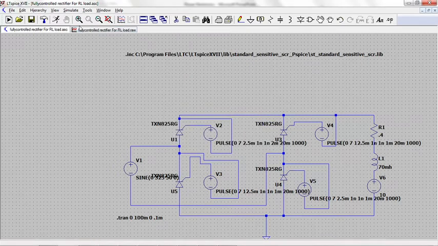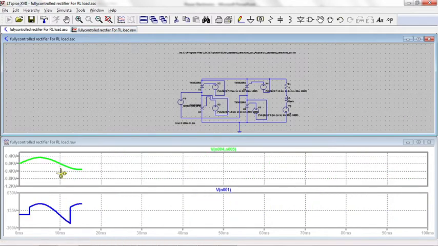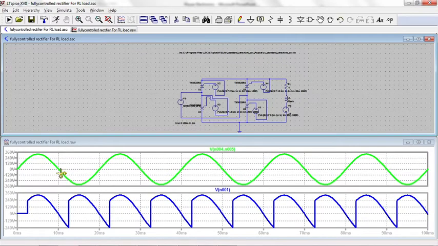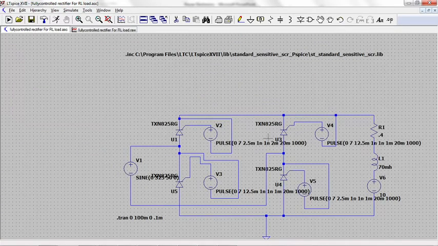So what happens? Can you see here? The firing angle has now changed like this. So this is a 45 degree firing angle. See, at 180 degrees my input is going negative, but the output voltage continues. Why? This is very important here. So we fire at 45 degrees this SCR and this SCR using these two gate pulses, and they will turn on.